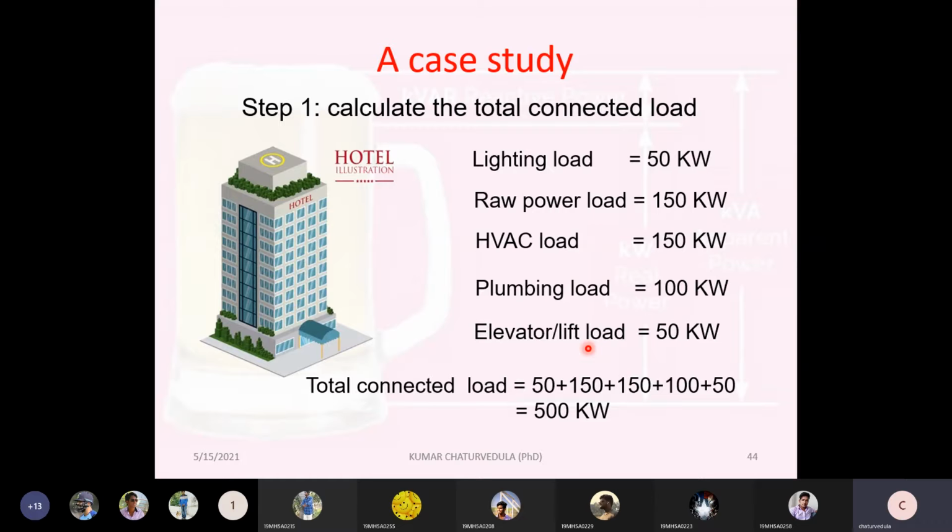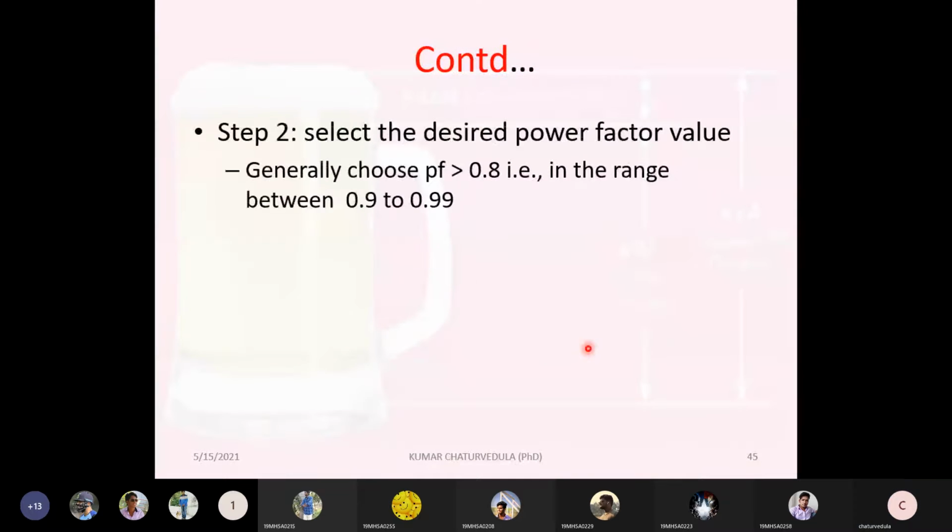So what is step 2? Step 2 is to choose a desired power factor. Select a desired power factor. Generally the power factor should be greater than 0.8. So you have to choose a power factor whose value is greater than 0.8.